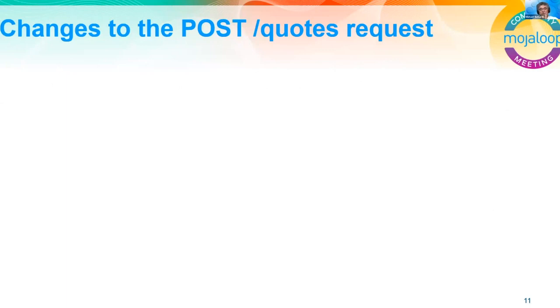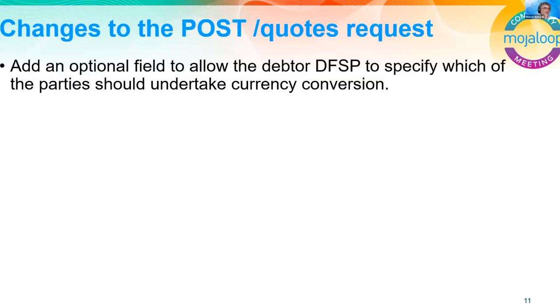And we come round to the post quotes request, then we're going to add an optional field to allow the debtor DFSP to specify which of the parties should undertake currency conversion. We need this because in almost all cases you can infer this from the contents of the quote request.